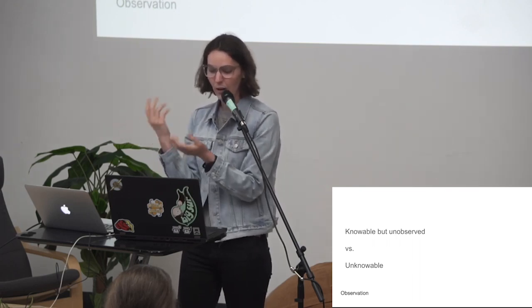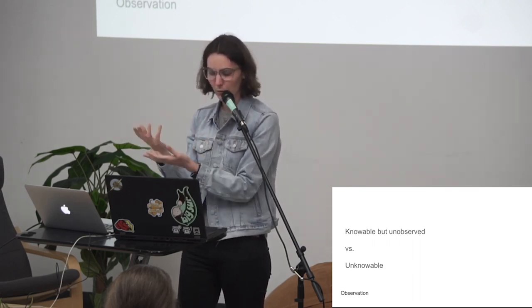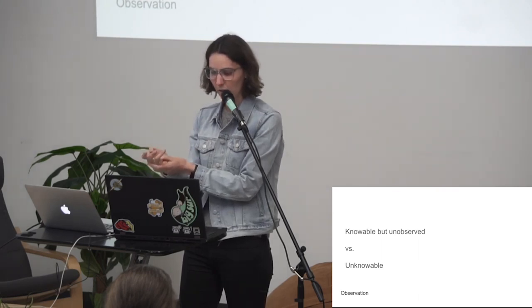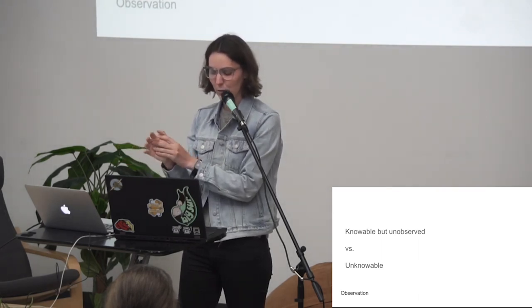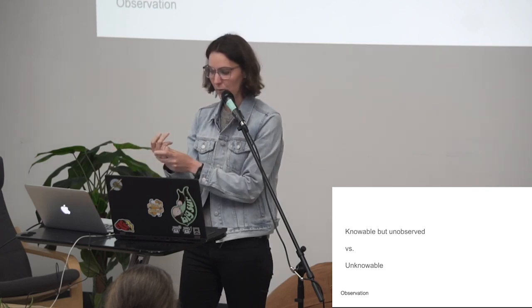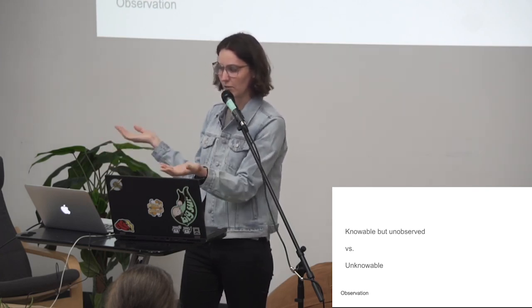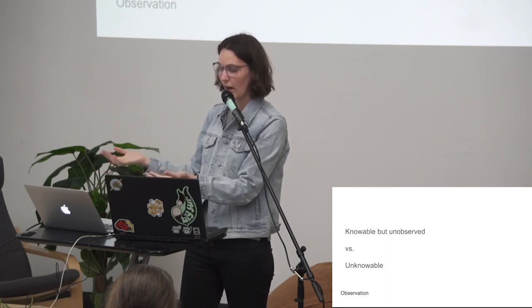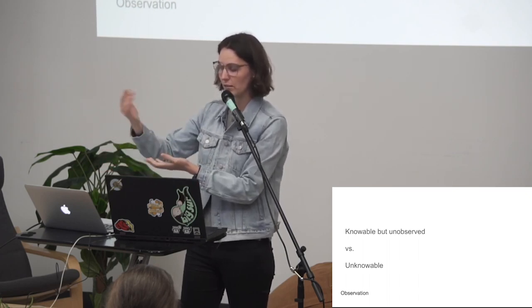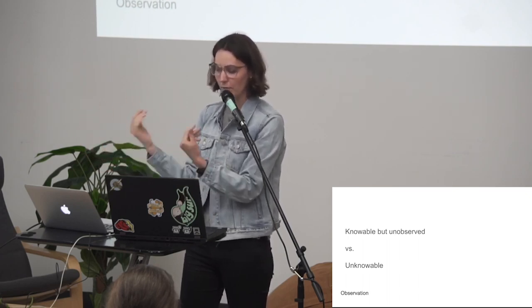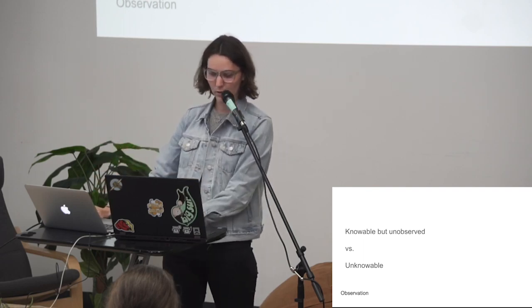So an example of an unknowable thing would be the movement and location of a subatomic particle. Precisely the particles that the Heisenberg uncertainty principle deals with, so that information is literally unknowable. So we can divide information into two kinds: knowable and already observed, or knowable but not yet observed, versus things that are literally unknowable.